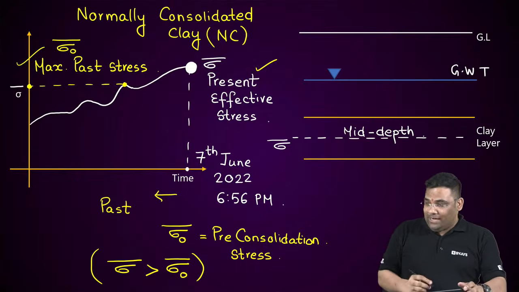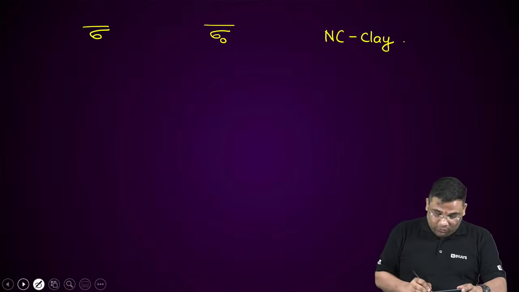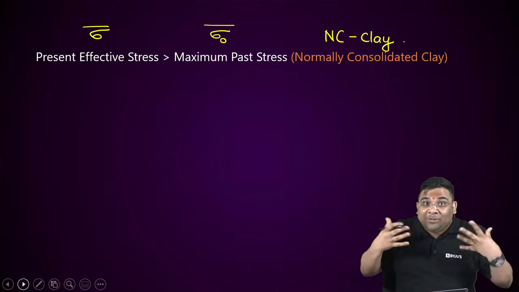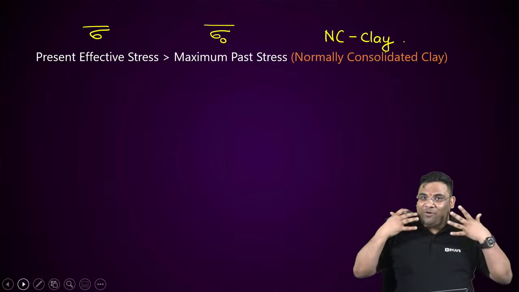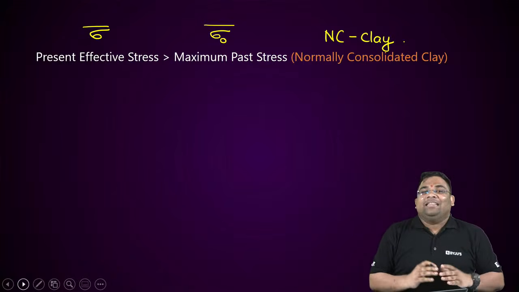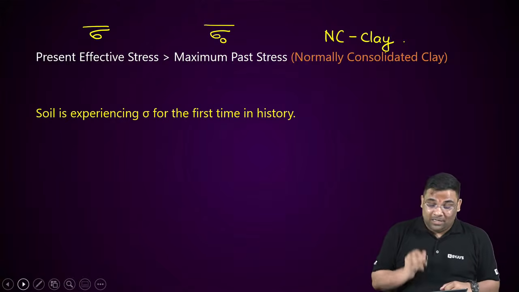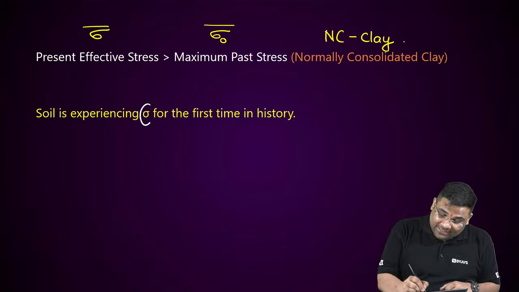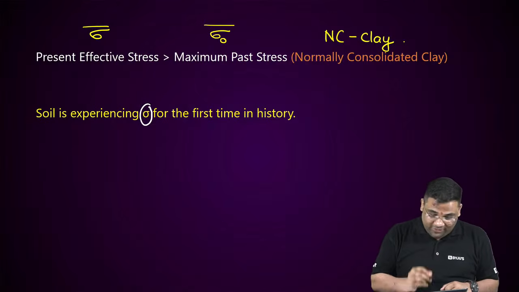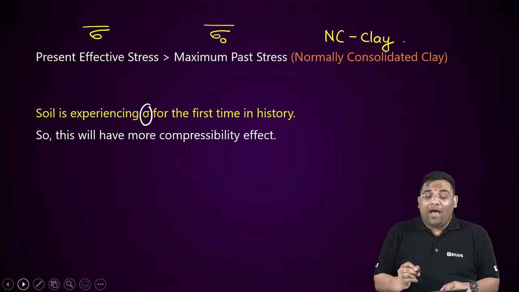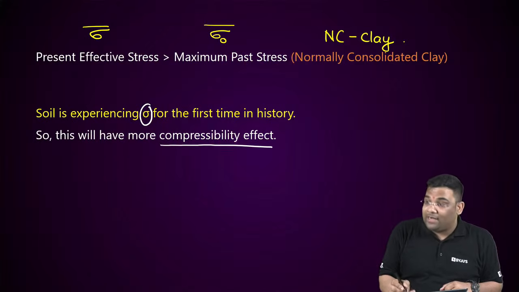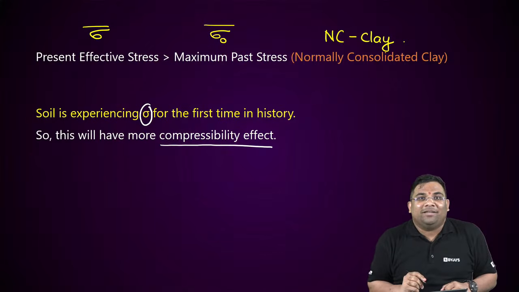So, if the soil is NC, it means it is experiencing the stress for the first time, like your first semester, right? Then it will be more compressible, okay? It will be more compressible. So the soil is experiencing this stress for the first time in its history, so I can say it will have more compressibility. It's a very important point.